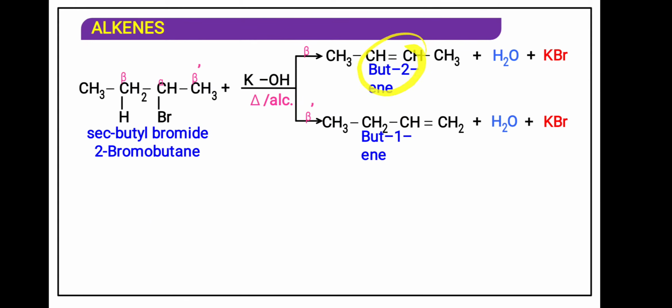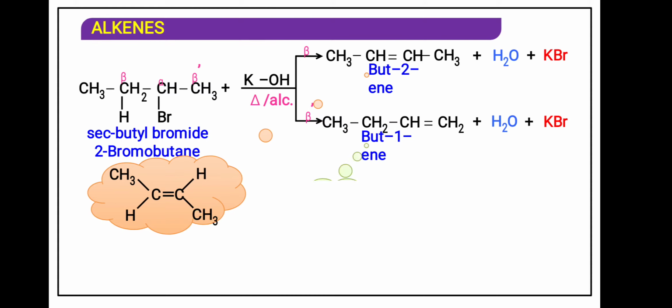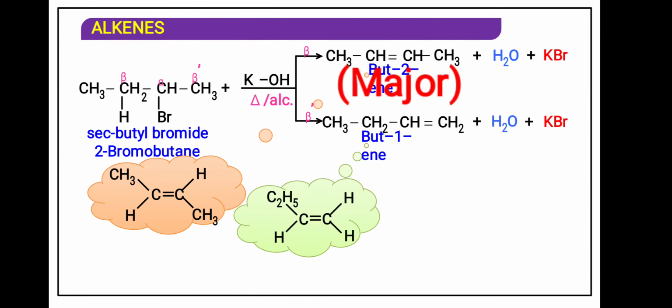Across the doubly bonded carbon atoms, more alkyl groups should be attached. See here, doubly bonded carbon atoms, one alkyl, second alkyl. Here, only one alkyl is there. That is why the major compound is 2-butene. Saytzeff rule, remember carefully. In dehydrohalogenation, the preferred product is the alkene that has the greater number of alkyl groups attached to the doubly bonded carbon atom.